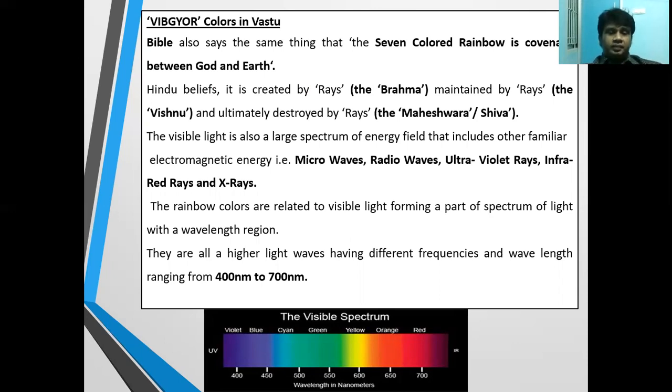Normally, the VIBGYOR has different types of visible spectrum. That is, along with microwaves, radio waves, ultraviolet rays, infrared rays, and X-rays, the visible wavelength should be 400 nanometers to 700 nanometers. That is a different range. See, 400 nanometers for violet, then 454 nanometers for blue, cyan is 500 nanometers, green is 550 nanometers, yellow is 600 nanometers, orange is 650 nanometers, and red is 700 nanometers. So the wavelength shows the different spectrum of light.